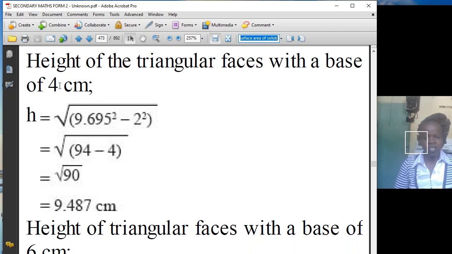That is what is indicated here. The height of the triangular faces with a base of 4 will be 9.695 squared minus 2 squared. Find the square root. It will give you 9.487.